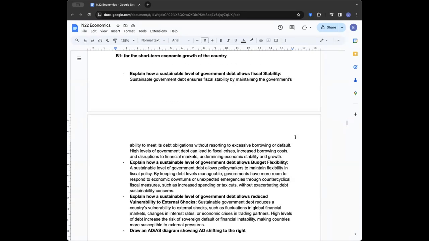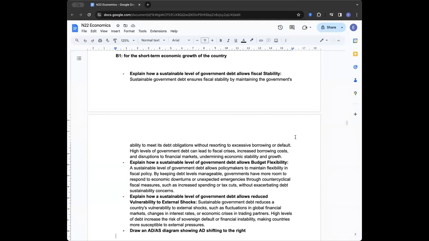In body 1, I can explain the importance of sustainable government debt from the perspective of short-term economic growth of the country. First is how a sustainable level of government debt can allow fiscal stability, which is obvious. The next reason why it is important is because it allows budget flexibility. To be more specific, by keeping debt levels sustainable, governments have more room to respond to economic downturns or unexpected emergencies through counter-cyclical fiscal measures.